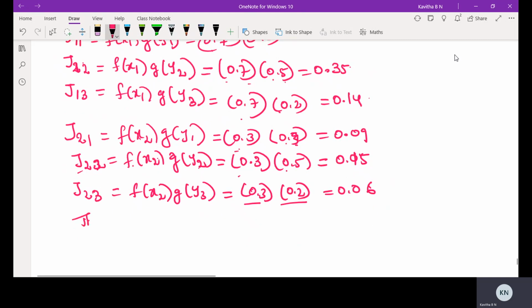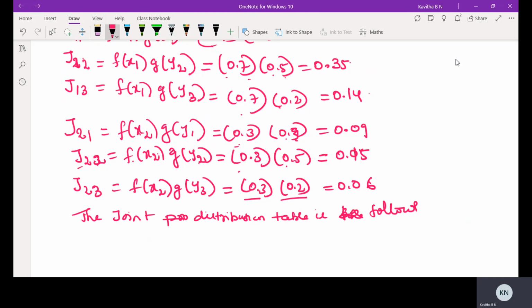Then the joint probability distribution table is as follows.